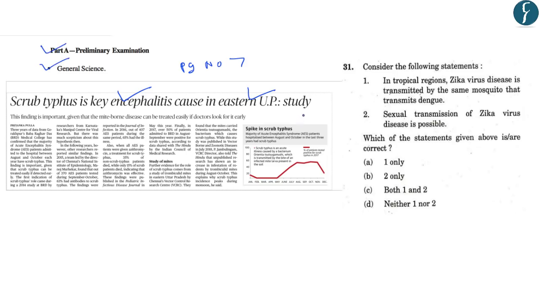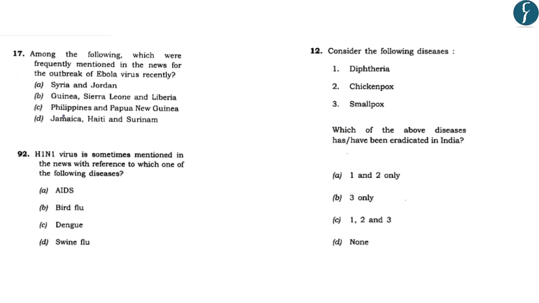And it is important for us from prelims point of view because previously many questions have been asked based on major diseases. For example, this question that was asked in the year 2017 was related to the Zika virus disease. These two questions were asked in the year 2015 and they were related to the Ebola virus and the H1N1 virus.